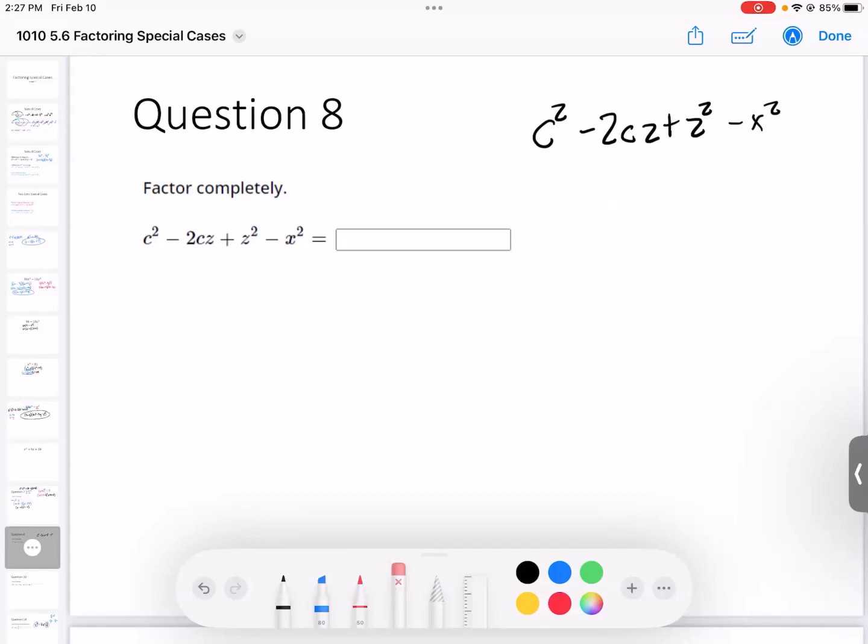So the fact that we have so many squareds means that I will probably end up with something squared minus something squared, and I'll use the difference of squares, especially given the fact that this question is in the lesson that's all about difference of squares. So I need to figure out some way of making this stuff look like something squared minus something else squared.